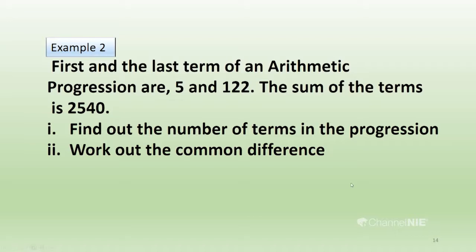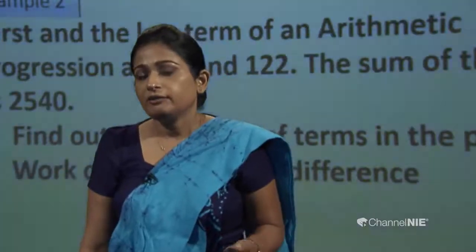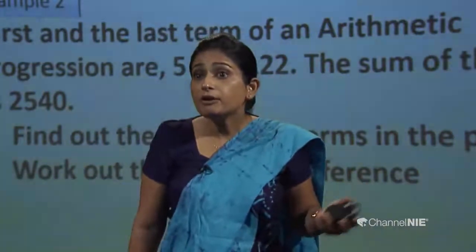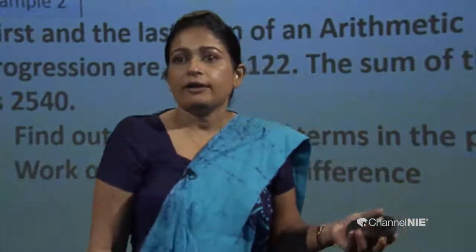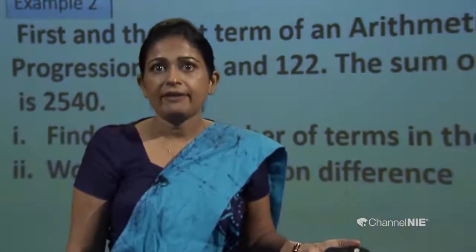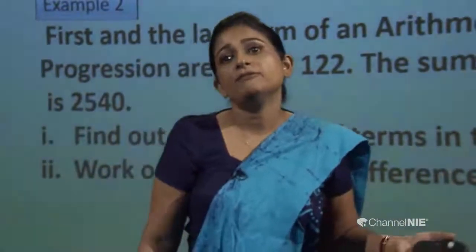Sum of certain terms. We don't know the number of terms, but we know the sum of certain terms, and it is 2540. Then we have to find out the number of terms. So here, what are the things we know? We know the first term, the last term, and the sum of certain terms.